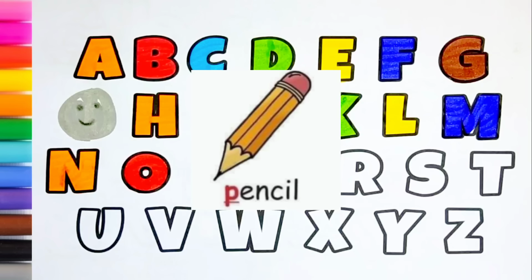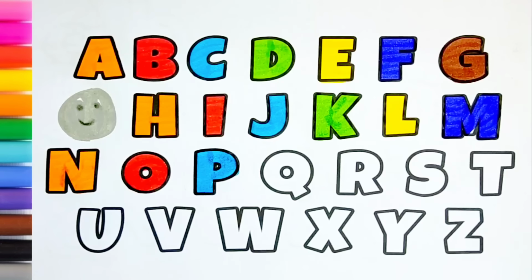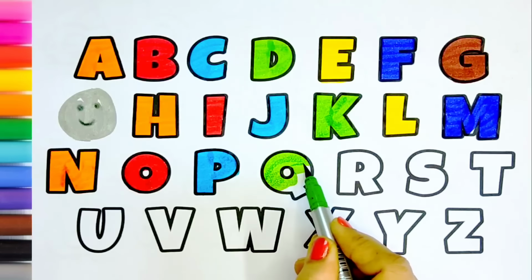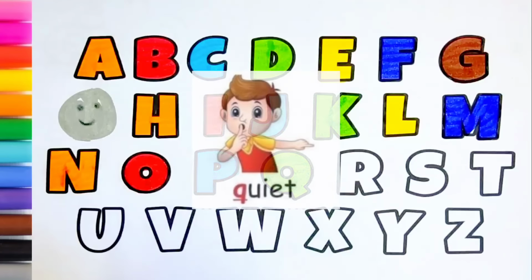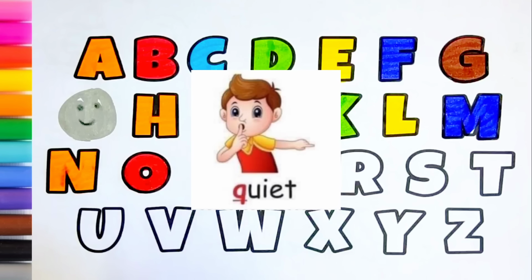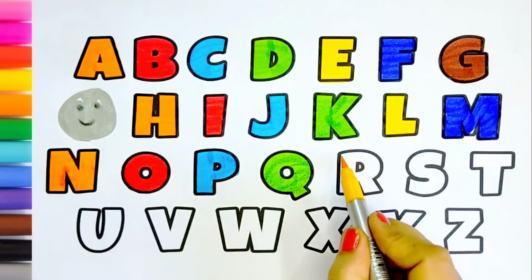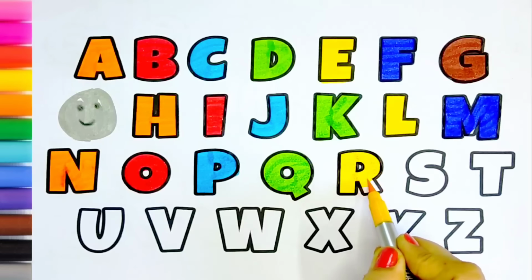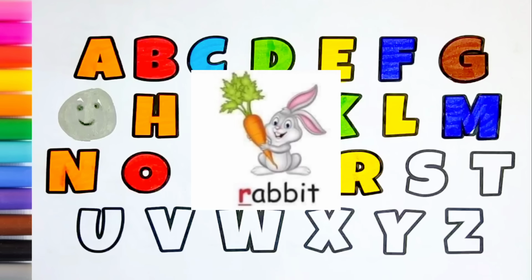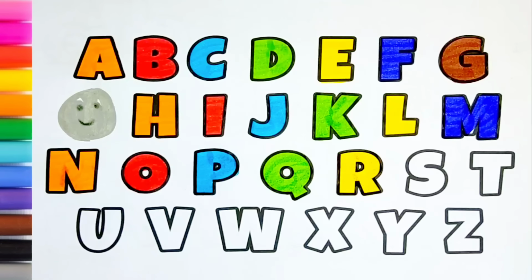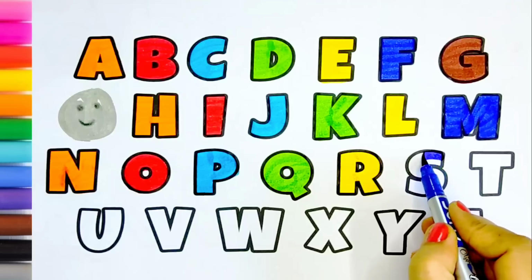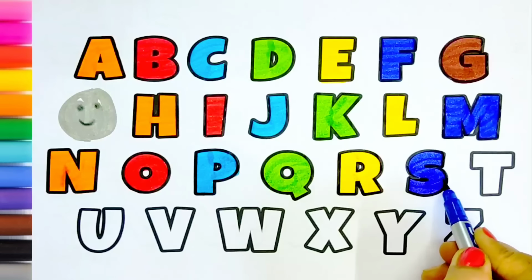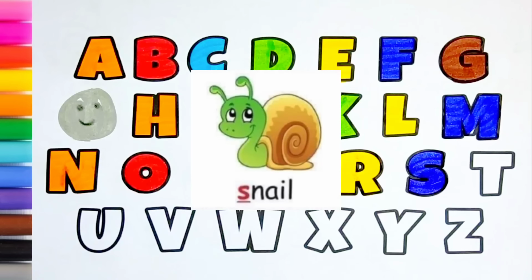P for pencil. Light green color, Q. Q for white. Yellow color, R. R for rabbit. Blue color, S. S for snail.